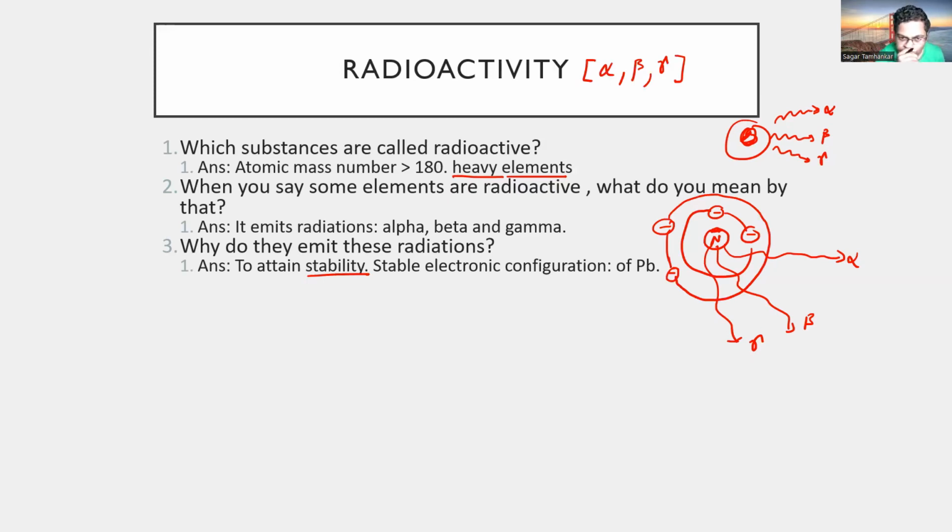Is there a specific type, like protons only emit alpha and neutrons only give out gamma? No, no. After this, we will study what alpha means and what beta means. At that time it will be clear to you. Right now, you just understand that all of these are given out by the nucleus.